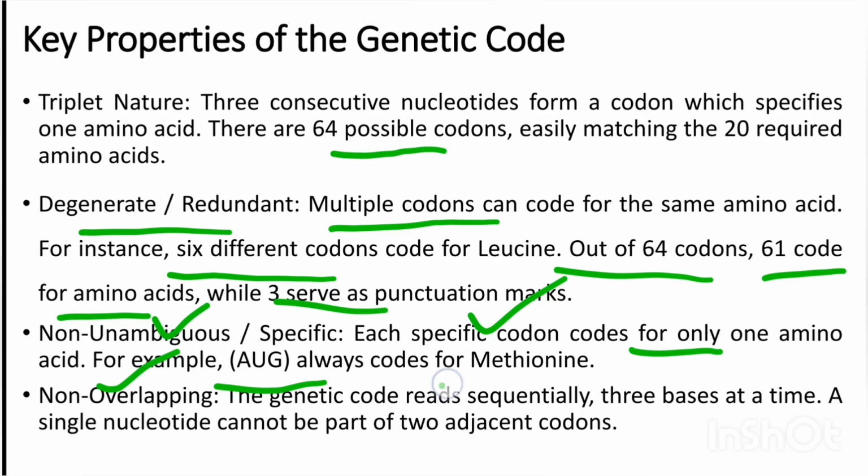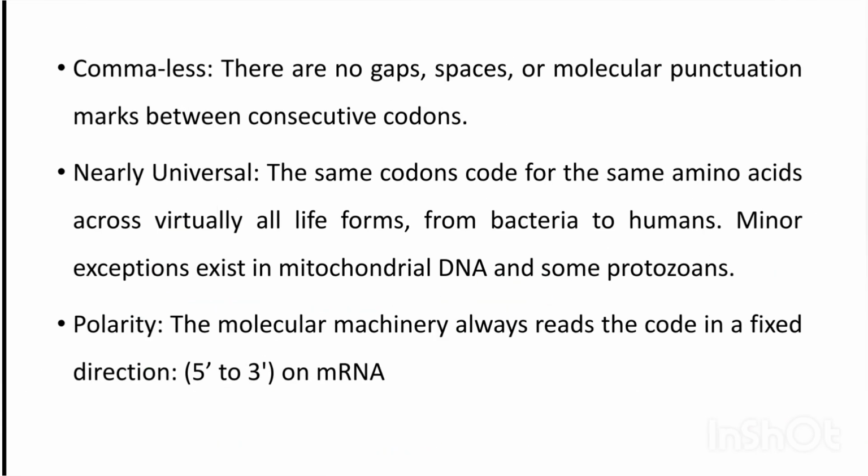Non-overlapping: the genetic code reads sequentially 3 bases at one time. A single nucleotide cannot be a part of 2 adjacent codons. Commaless: it should be commaless, AUG. There is no comma in between these 3 letters.